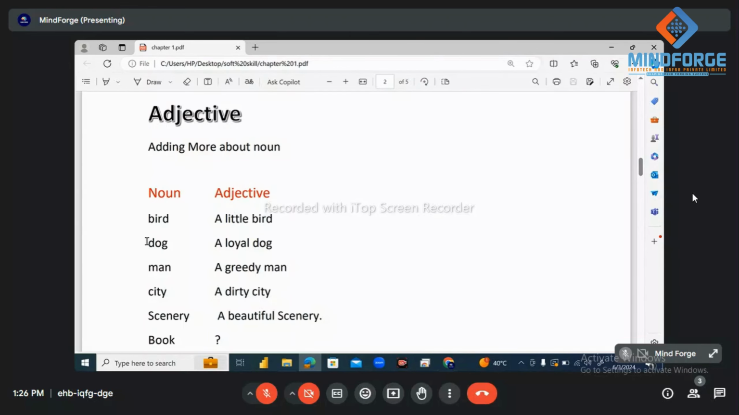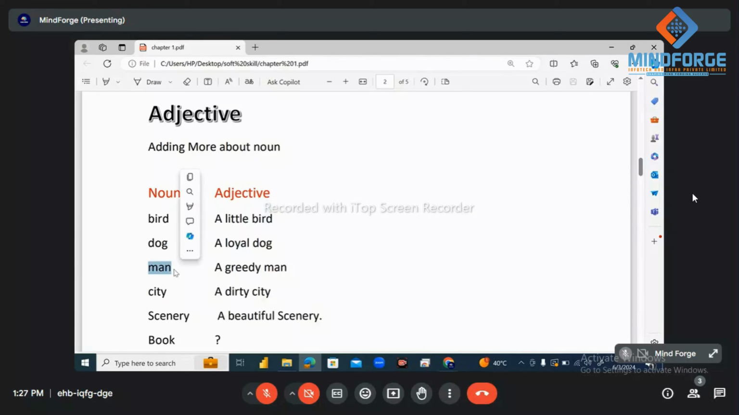If the noun is dog, okay? If the noun is dog, what is the adjective for the dog? A loyal dog, right? A loyal dog, a pet dog. You can use any adjective which is suitable for that particular noun. Okay, so this kind of word and sentence you should use in your daily routine. Then only you would be able to talk in English, if you are good in these basics, right? If your basics are not clear, then it would be a little bit difficult for you.